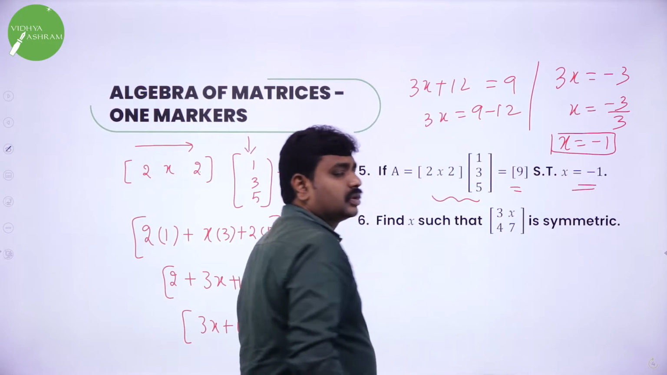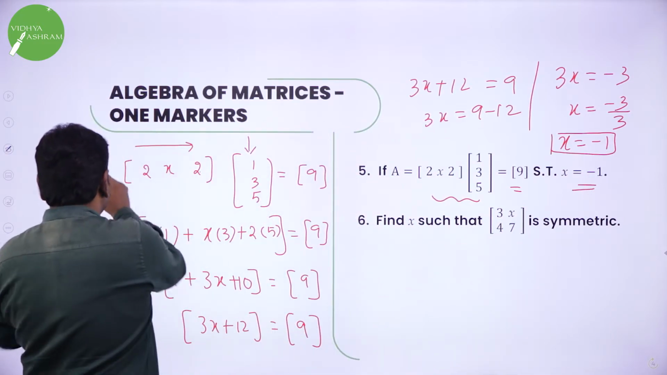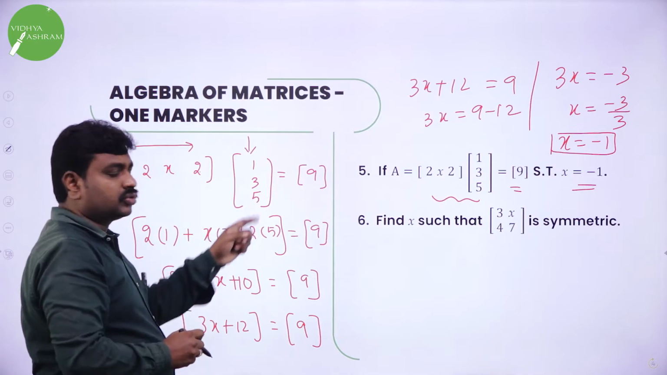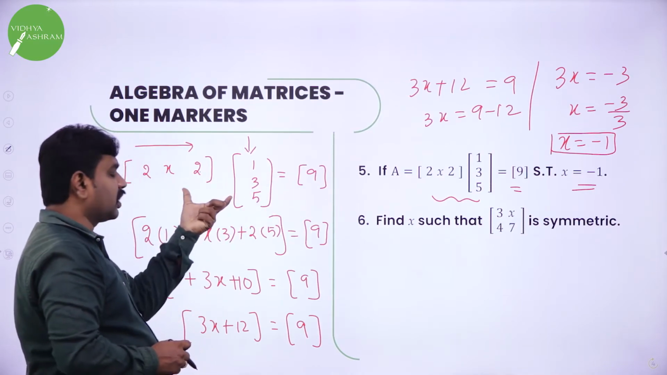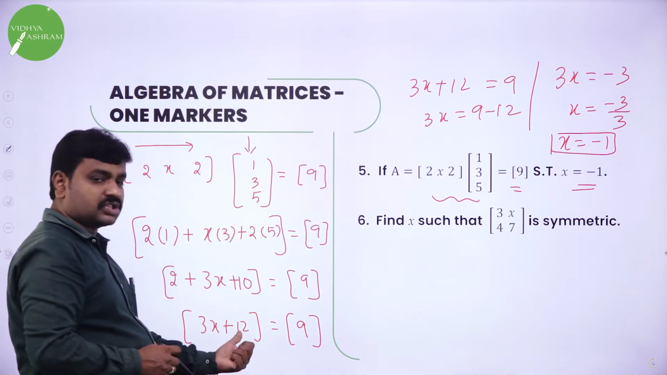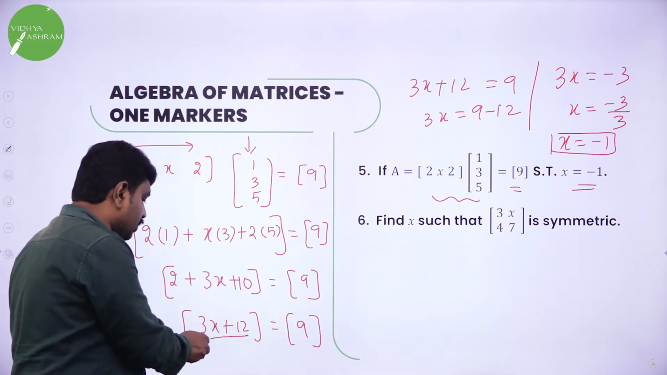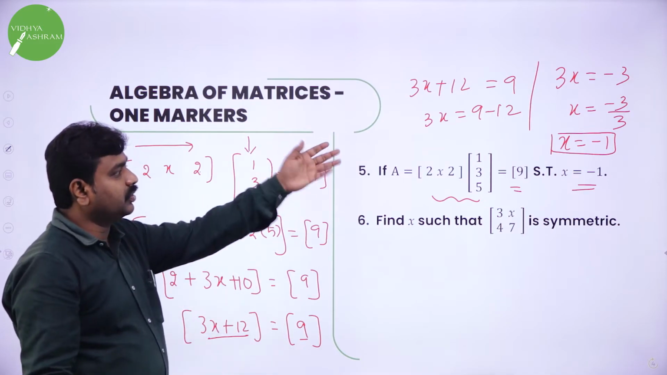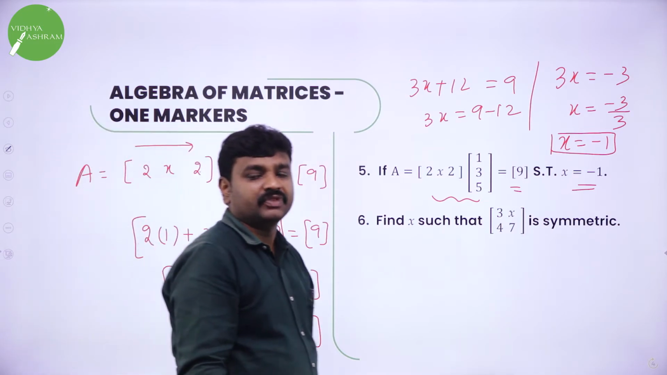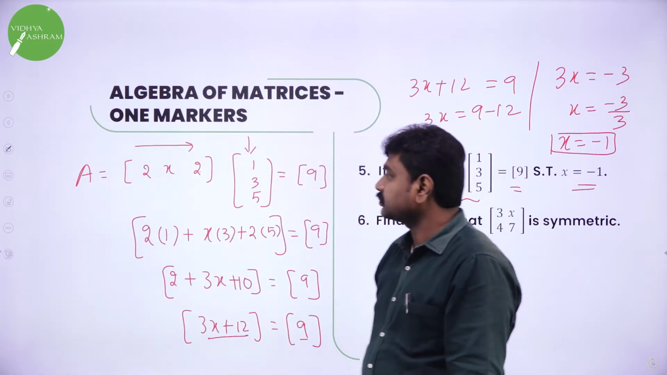They want you to show. We got it. So they told A is equal to the product of these two, so that is equal to 9. First find the product of these two. It will be 3x plus 12 is equal to 9. If two matrices are equal, corresponding elements are equal, means this is equal to this. Solve it, you will get x is equal to minus 1. That's it. I hope all of you got this.